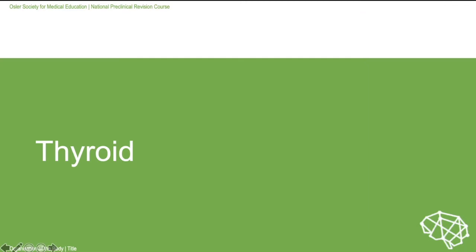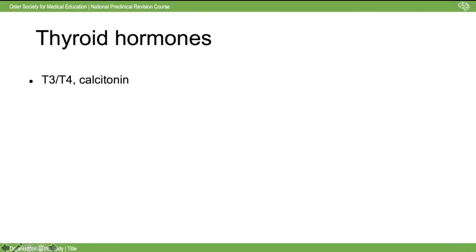So moving on to the thyroid. The thyroid hormones T3 and T4. T3 is the metabolically active form, and it's the one that increases your basal metabolic rate. And T4 needs to be converted to T3 in order to bring about an effect. And the thyroid also produces calcitonin. And I think in first year you don't need to know that much about calcitonin, but it basically reduces plasma calcium levels by reducing calcium release from the bone.